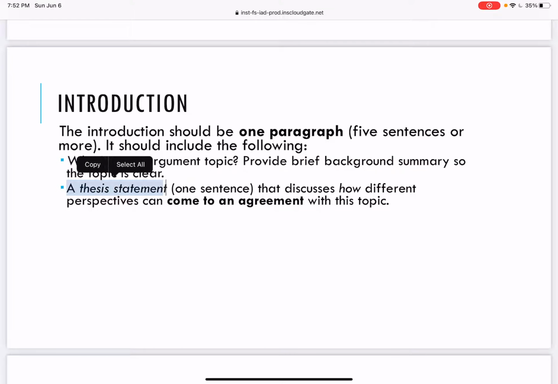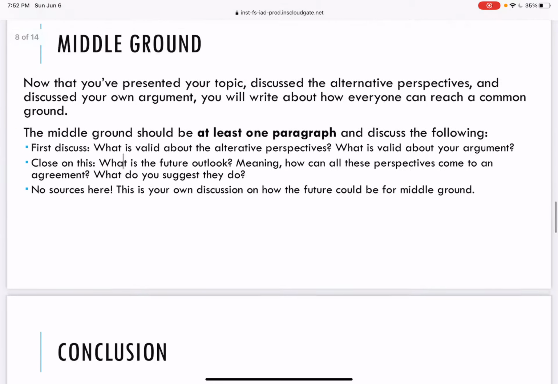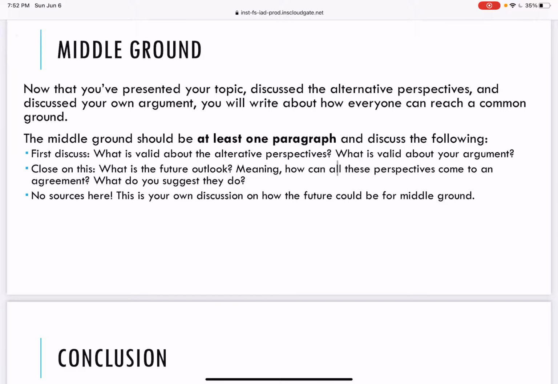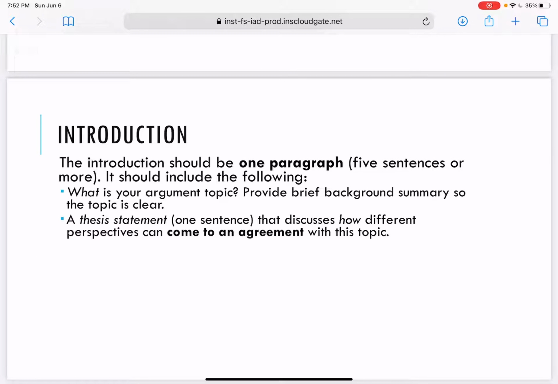So you want a thesis statement, again, that's 1 sentence, but the thesis statements for these essays are so important. They should discuss how the different perspectives can come to an agreement with this topic. So what I mean by that is the thesis statement should be your middle ground. So I actually recommend that you don't write the thesis statement until you're done with the essay, so that when you complete the middle ground paragraph, you can read it and write a sentence about it, and that's your thesis statement. Now that's entirely up to you, but that's the way I would approach it.